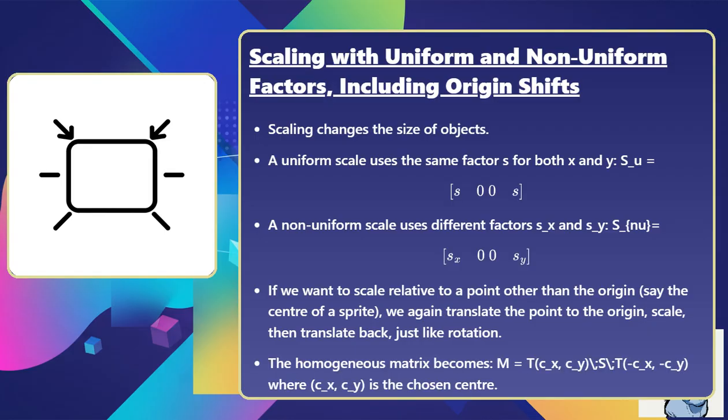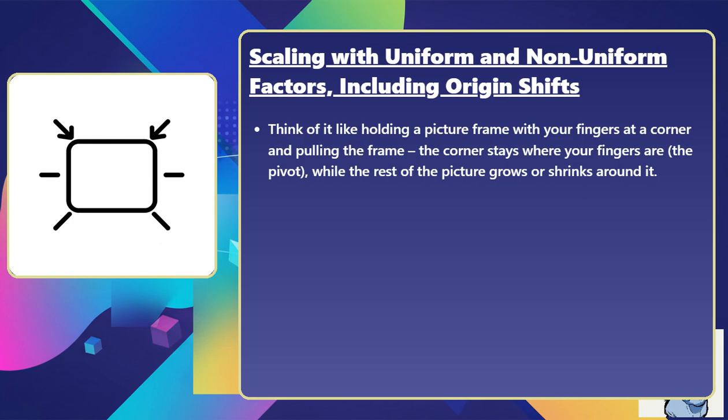M equals T of Cx, Cy times S times T of negative Cx, negative Cy, where Cx, Cy is the chosen center. Think of it like holding a picture frame with your fingers at a corner and pulling the frame. The corner stays where your fingers are, the pivot, while the rest of the picture grows or shrinks around it.